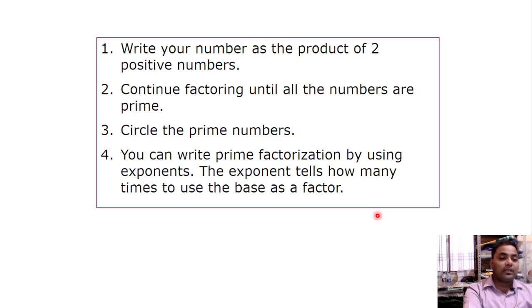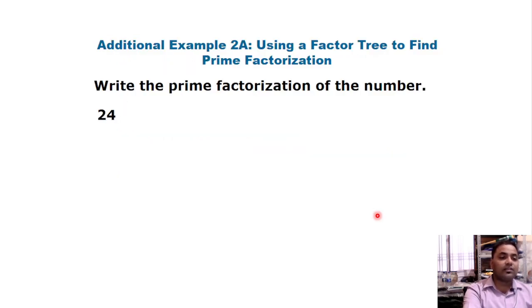Write your numbers as the product of two positive numbers. Continue factoring until all the numbers are prime. Circle the prime numbers. You can write prime factorization by using exponents. The exponent tells how many times to use the base as a factor. Additional example: write the prime factorization of the number 24.